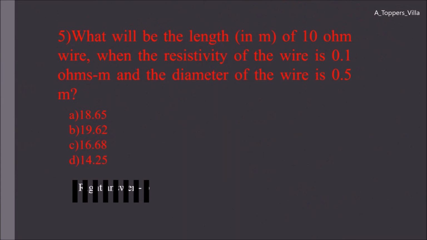What will be the length of a 10 ohm wire when the resistivity of the wire is 0.1 ohm meter and the diameter of the wire is 0.5 meter?